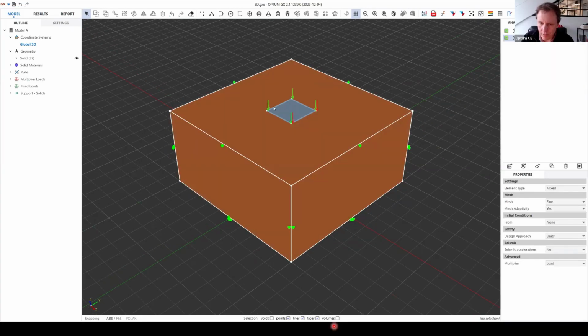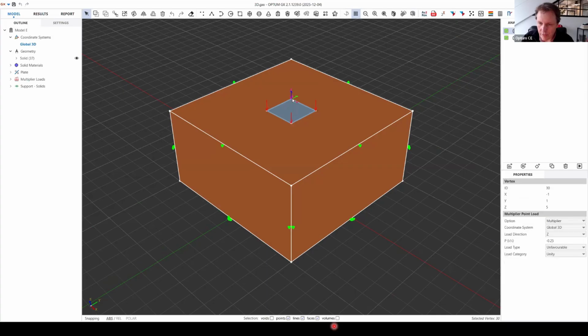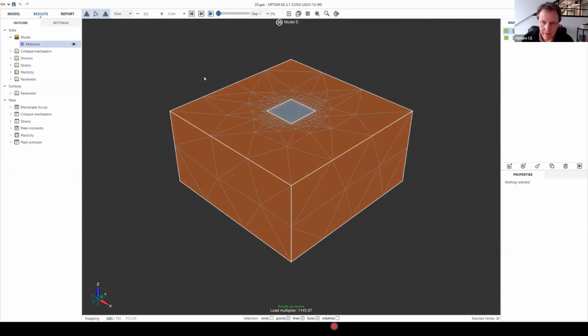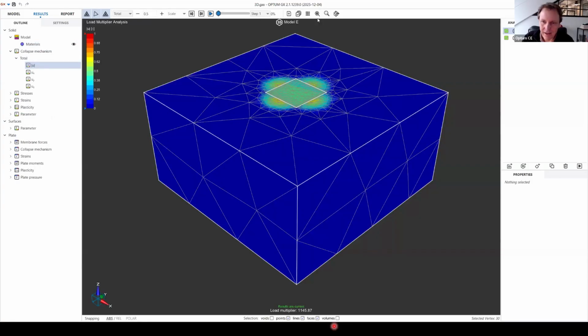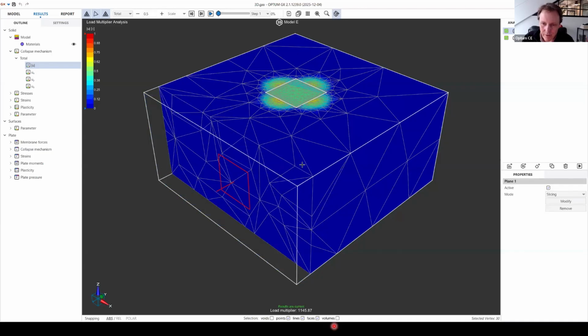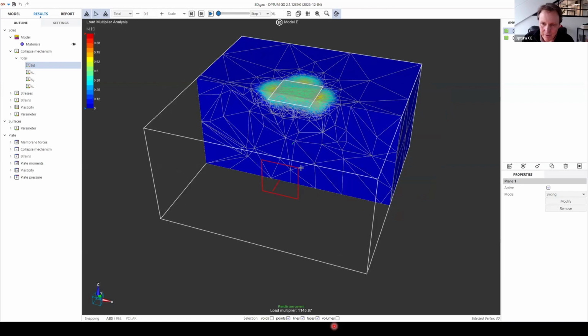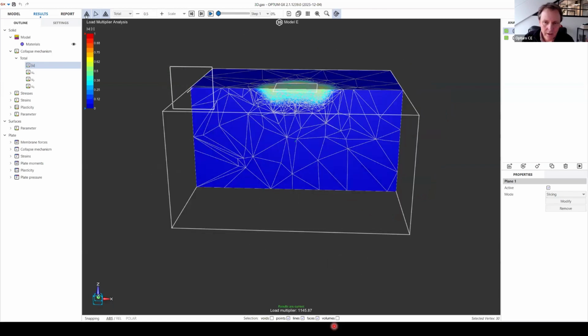Here, first of all, this is a purely vertical loading, so multiplier loads, they're 0.25 each. So we have a total multiplier load of 1 or -1, and then we run the load multiplier analysis and get a solution that looks like this. And usually with the mesh, it doesn't look very impressive in 3D because most of the elements are underground. But if we do something like that, then we can actually slice through the model. That's this tool up here where you can slice through the model and get a better impression of how it looks.